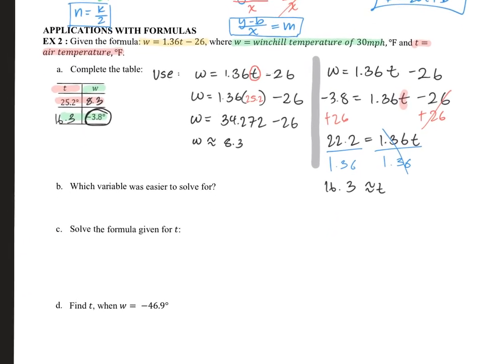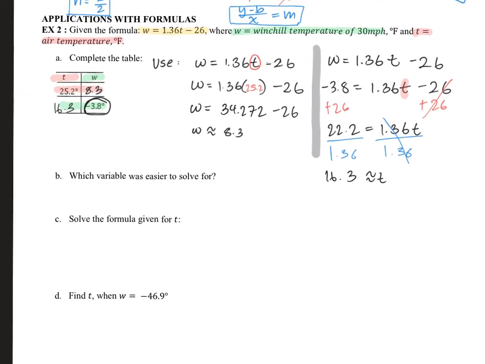Okay, so here's a question we are given. Which variable was easier to solve for? So take a moment, pause, and reflect back on the different solvings that we had. This one here versus this one here. Which one took less time to solve for? Well, in my opinion, the one that took less time to solve for was solving for W. Why? Well, because it just took less steps.